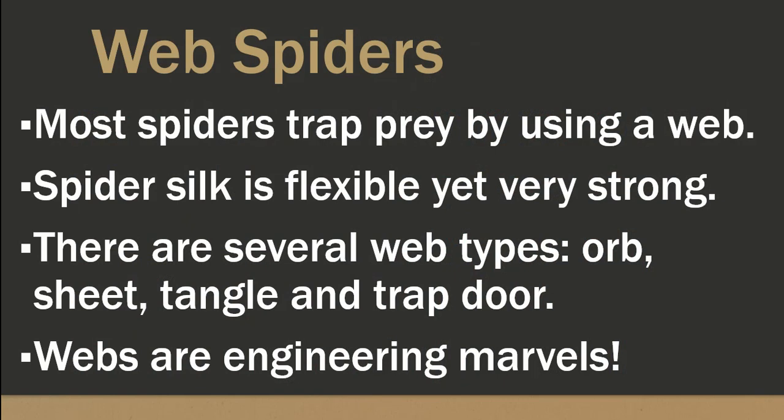There's several web types. There's orb, which is the most common that you will recognize, the ones we see, you know, like for Halloween, right? Then we have the sheet web, and you see those on the ground. I'll show you a picture in a minute. The tangle, which looks like they haven't spent a whole lot of time designing it. And then one of my favorites, of course, would be the trapdoor spider. But they are engineering marvels.